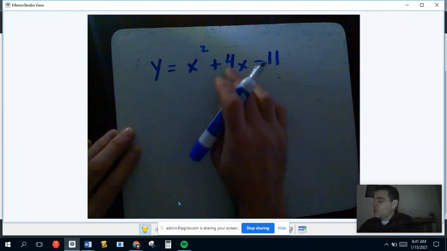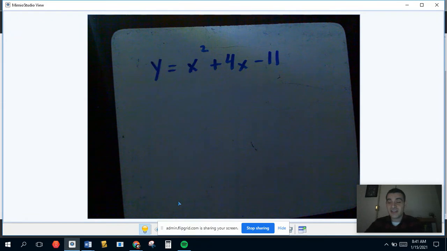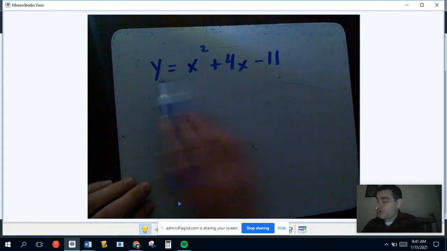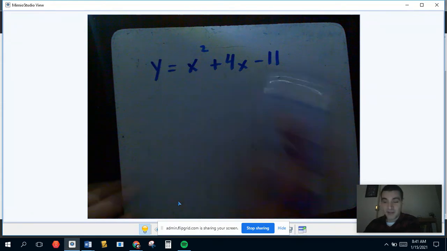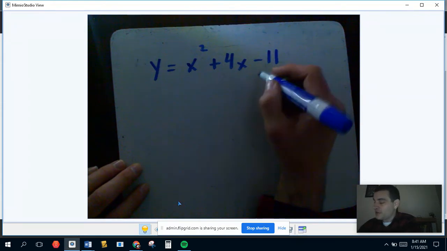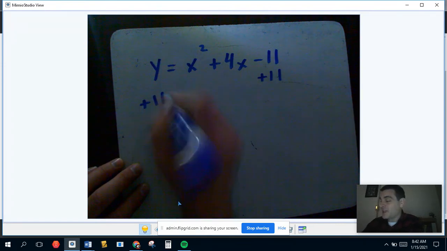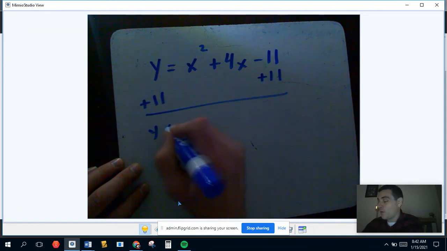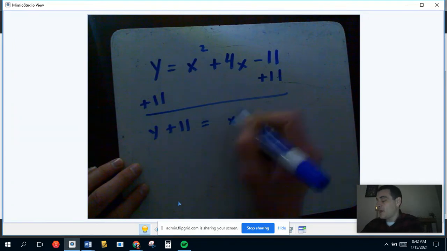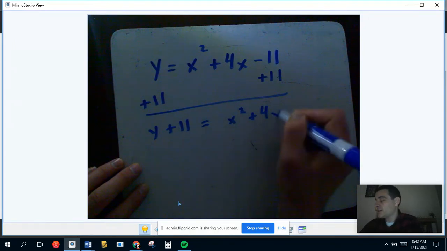Okay, so we're going to change this standard form equation to vertex form. So let me show you how to do that. Standard form, remember, is when you have no parentheses at all, ax squared plus bx plus c. First thing I'm going to do is get rid of this 11, or whatever the constant is. We're going to add it to both sides, kind of get it out of the way. Y plus 11 is x squared plus 4x.